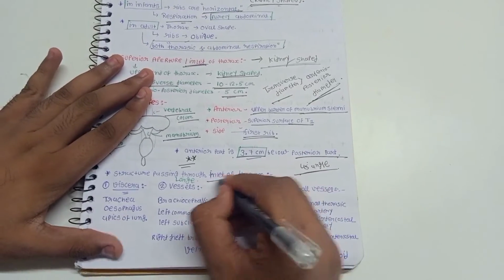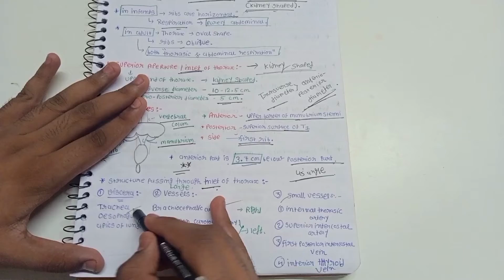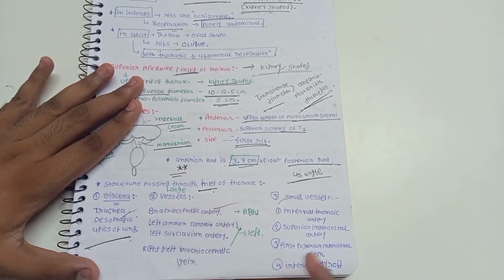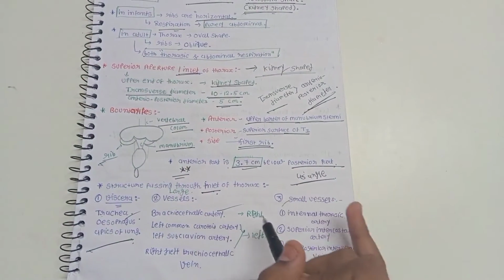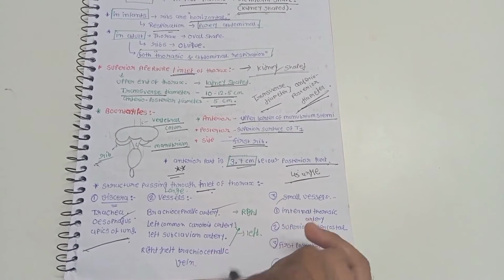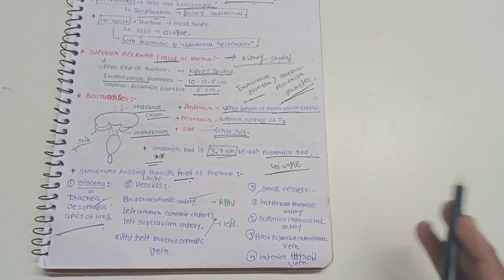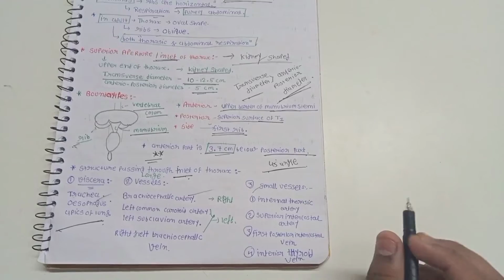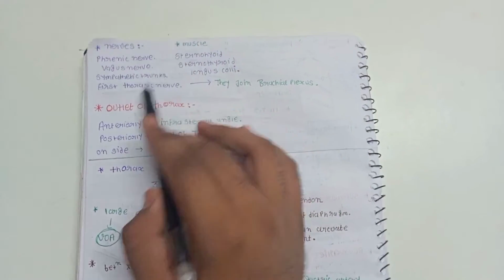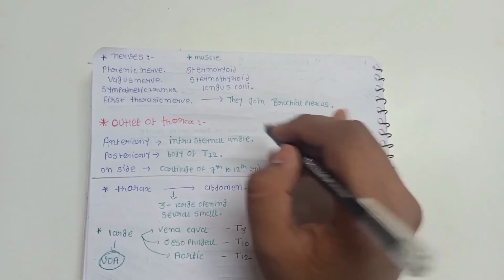There are many structures passing through the inlet of the thorax. Viscera: trachea, esophagus and the apices of the lungs. Vessels: the brachiocephalic artery, left common carotid artery, left subclavian artery, and right and left brachiocephalic veins. Small vessels like the internal thoracic artery, superior intercostal artery, first posterior intercostal vein and inferior thyroid vein. The nerves passing through are the phrenic nerve, vagus nerve, sympathetic trunk and the first thoracic nerve, which joins the brachial plexus.